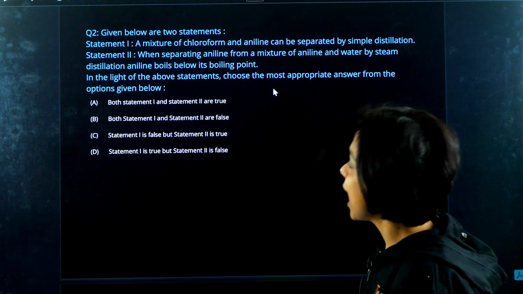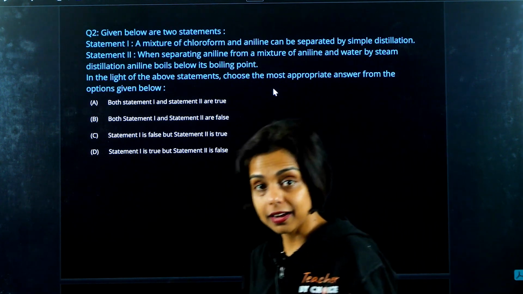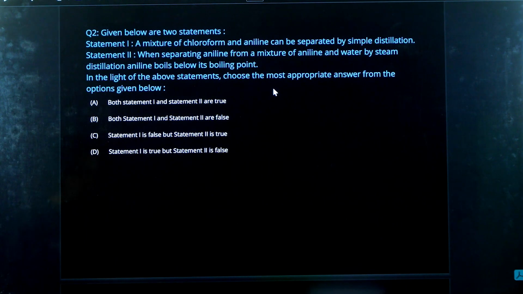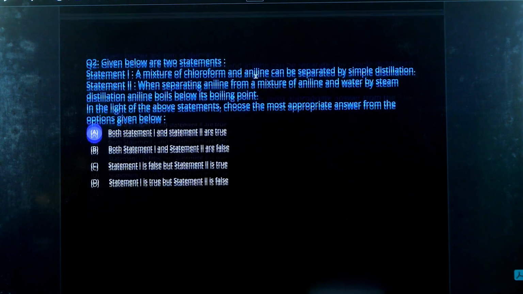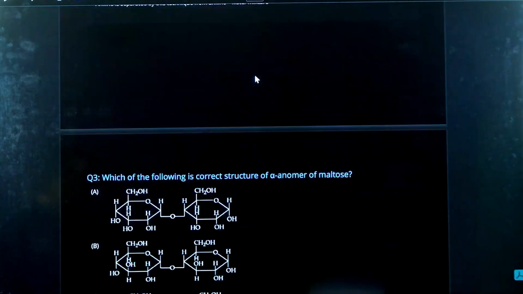So both statements 1 and 2 are correct. So what will we mark as our answer, guys? Because both the statements are true, indeed, A is the answer. Let's move on to the third question.